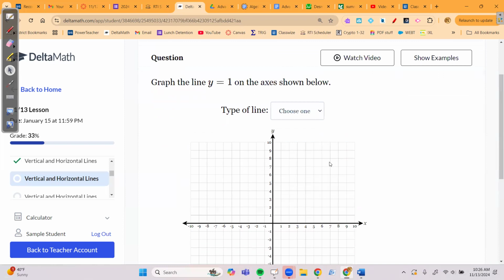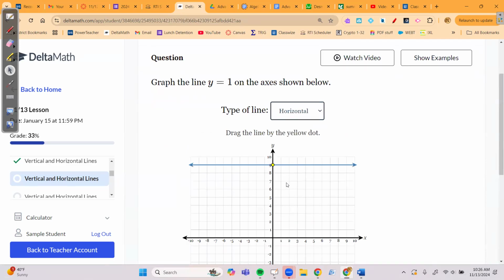What kind of line is y equals 1? So I'm going to choose horizontal and then it's going to give me a horizontal. And where am I going to hitch it? Right at 1. Y equals 1 is right there.